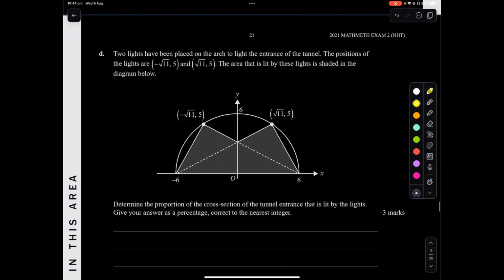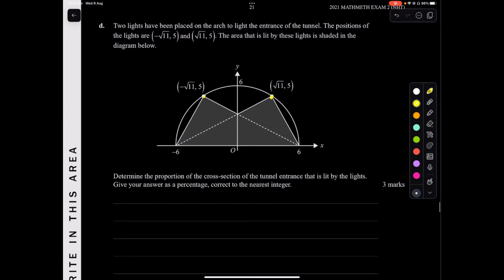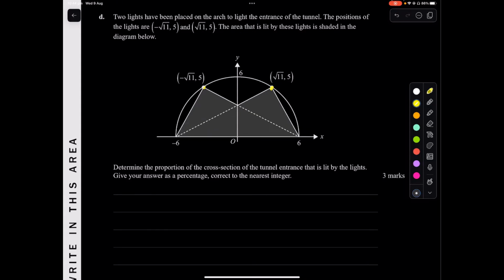Okay. 2 lights have been placed on the arc at the entrance of the tunnel. So these are 2 lights, and they're putting out some light. The positions of the lights are this and this. The area that is lit by the lights is shaded in the diagram. Determine the proportion of the cross-section of the tunnel entrance that is lit by the lights. Give your answer as a percentage to the nearest integer.